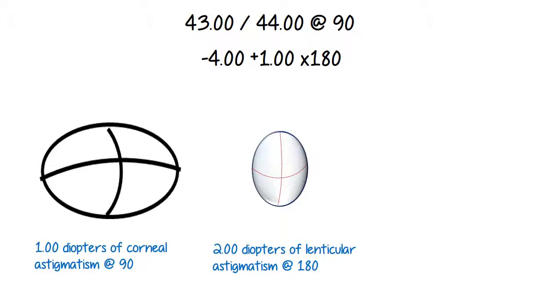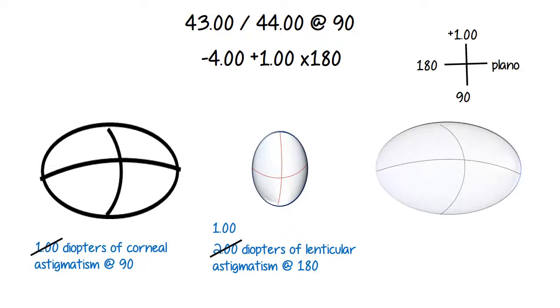It in fact has 2 diopters of lenticular astigmatism at the 180, one of which neutralizes the 1 diopter of corneal astigmatism at the 90 and leaves 1 diopter of lenticular astigmatism at the 180 that needs to be corrected with a corrective lens.